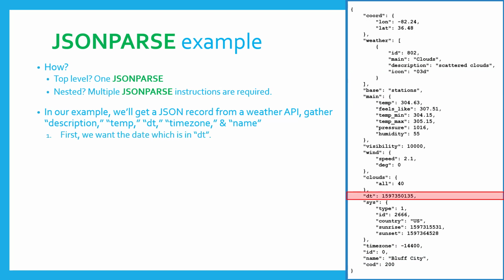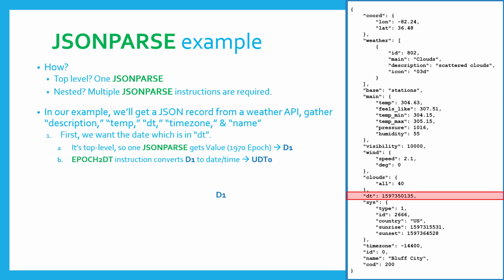First, we want to get the date time, which is DT. This value is in 1970 epoch format, that is, the number of seconds that have passed since January the 1st, 1970, but it is also in universal time, so we have to deal with that as well. The DT is on the top level, so the first JSON parse will get the value and we'll store it in D1. We'll then use an epoch to date instruction to convert that value to a date time, and we'll store that in user date time structure UDT0.